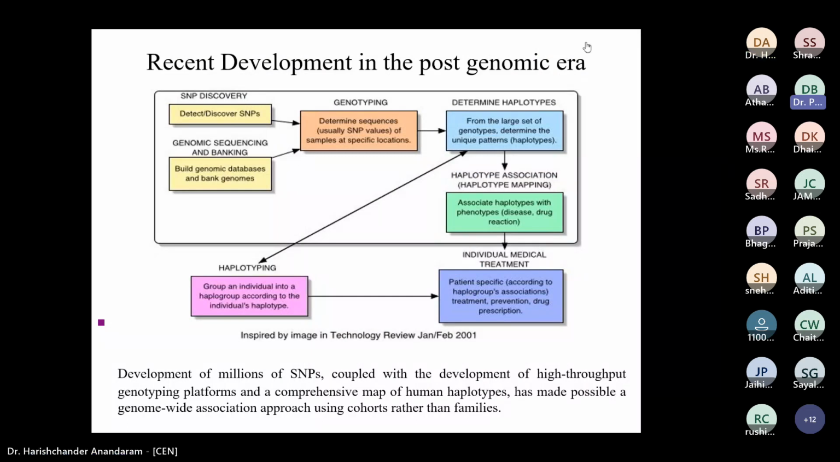Okay. So, in the post-genomic era, you had a lot of SNPs being discovered due to the HapMap and GWAS projects. And those SNPs gave us a lot of information related to fine-tuning studies.